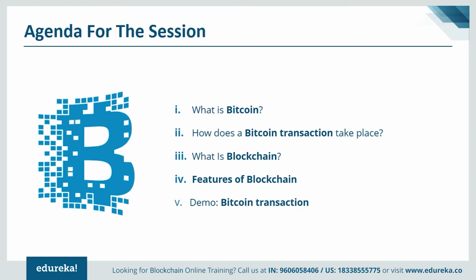Now, moving on with respect to today's session, we'll begin by first understanding what is Bitcoin as well as how does a Bitcoin transaction take place. Then we'll talk about the core technology that helps us perform Bitcoin transaction, which is the blockchain technology. Once you've understood this, we'll talk about the various features of blockchain which makes it a revolutionary technology which can be used across different domains apart from the banking or transaction domain.